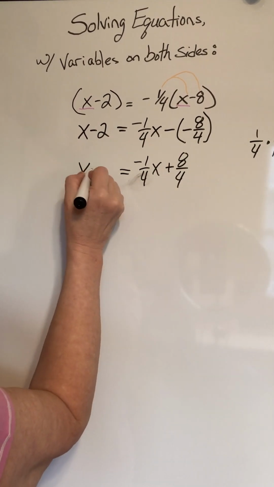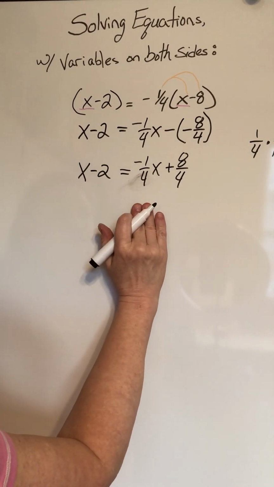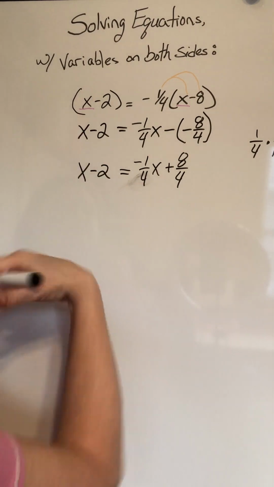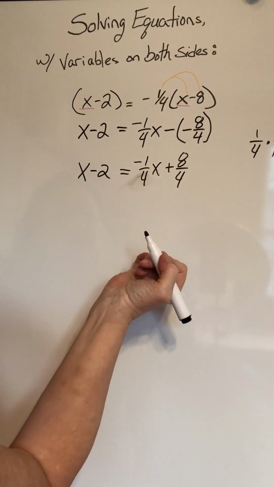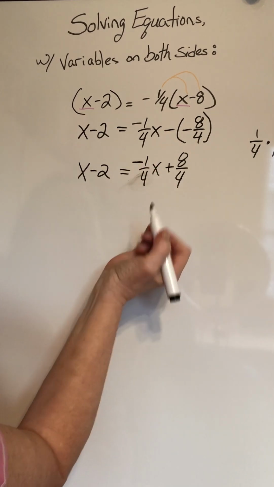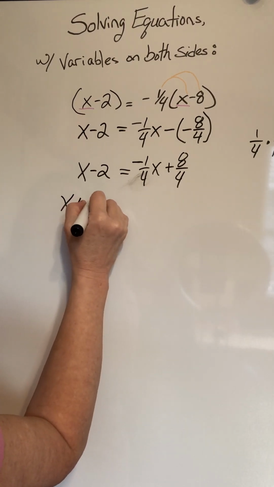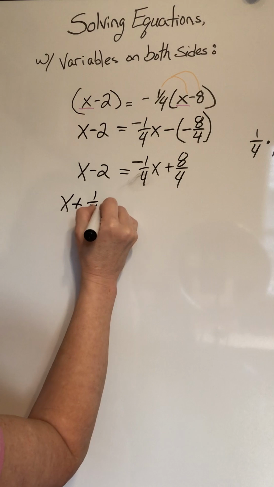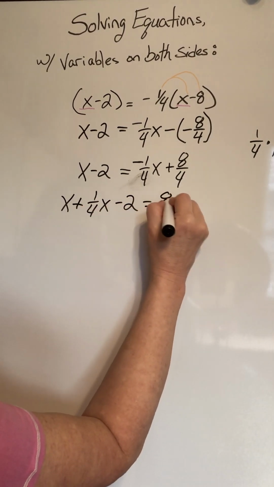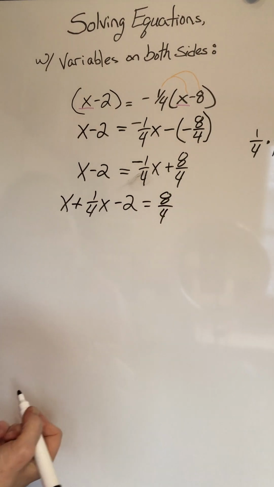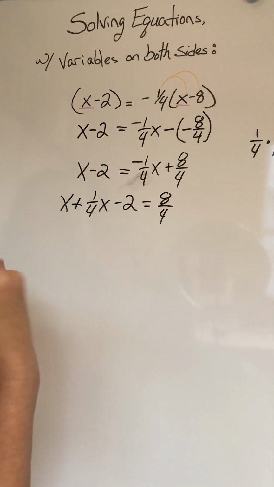Now I'm going to just continue down. So we need to get this negative 1/4 over to the other side of the equal sign. So I'm going to do the inverse operation because this is a negative. When I move it over to the other side, it will become a positive 1/4 x minus 2 is equal to 8/4. Okay, so we've got some things here I would like to clean up a little bit so that it's a little more clear.